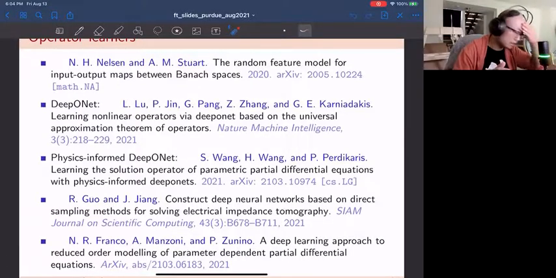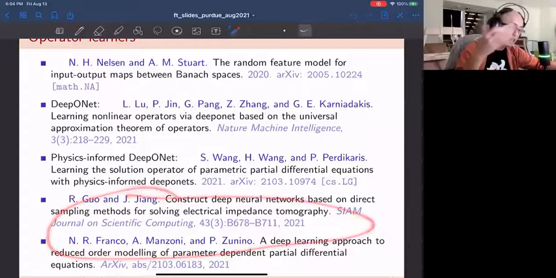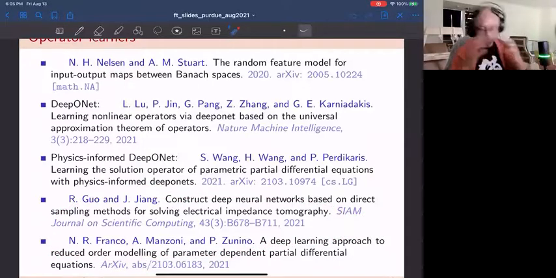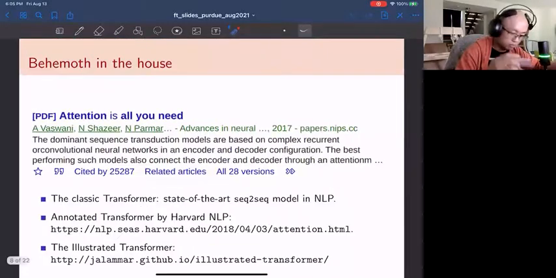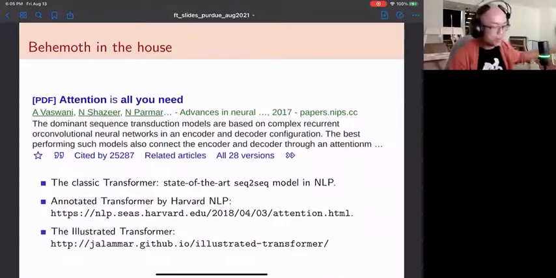Other operator learners include DeepONet. George talked about it earlier today. Other people are using convolutional neural networks to learn some operators, and many others, of course. I think this is a booming new field. But now let's talk about the real behemoth in the house.